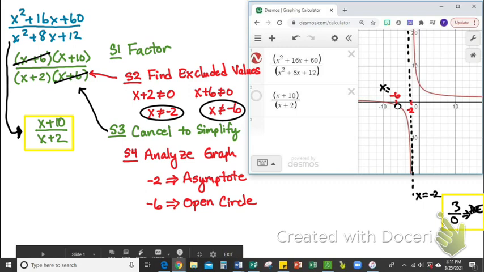If we go back up to our second step there, where we cancel stuff out, what happens with negative 2 and what happens with negative 6? Well, the negative 2, that x plus 2 did not get canceled, and it's left as an asymptote in our graph. What happened to the x plus 6 that gave us the negative 6? That got canceled in our work on the expression. So what we're noticing is our excluded values that do not cancel become our asymptotes. The excluded values that do get canceled are open circles in the graph.